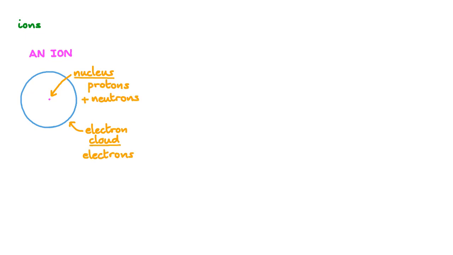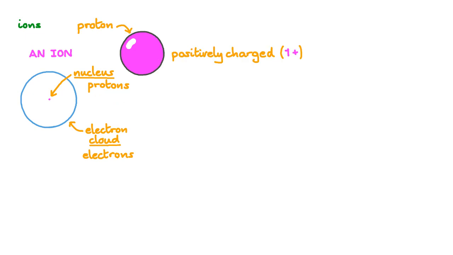Nuclei can also contain neutrons, but since they only contribute mass, they don't really affect ionic bonding, so we won't be looking at them in this video. A proton has a specific type of charge, which we call positive charge, and we say one proton has a charge of 1+. Meanwhile, electrons have equal and opposite charge to protons, so they're negatively charged with a charge of 1-.